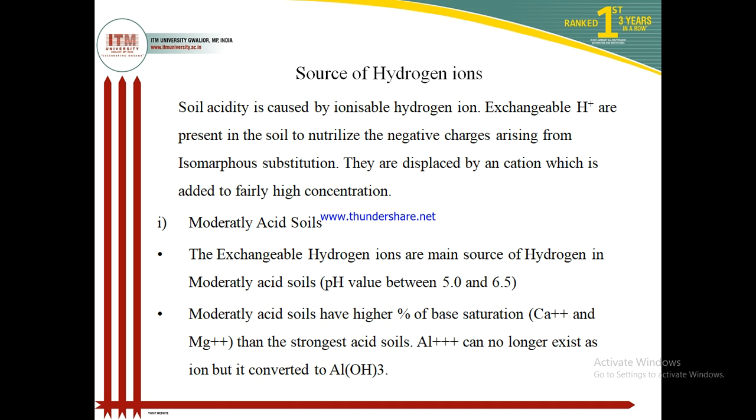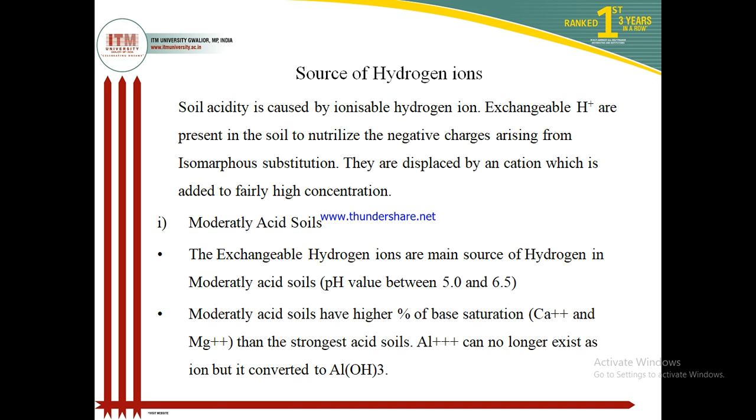Now, first is moderately acid soils. In moderately acid soils, the exchangeable hydrogen ions are the main source of hydrogen, and the pH of the soil is between 5 and 6.5. Moderately acid soils have a higher percentage of base saturation, calcium and magnesium.